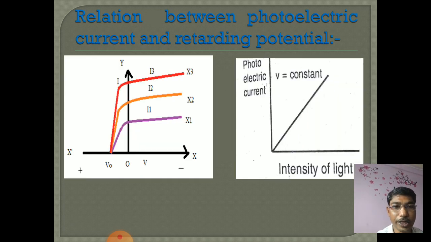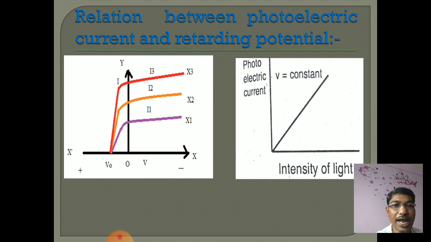Now I am going to explain some relations. First, the relation between photoelectric current and retarding potential. We know the threshold frequency. What is threshold frequency? Threshold frequency means the minimum frequency required to make the electron escape from the metal surface. The threshold frequency is different for different metals. Now here I take three different intensities of light, x1, x2, x3.